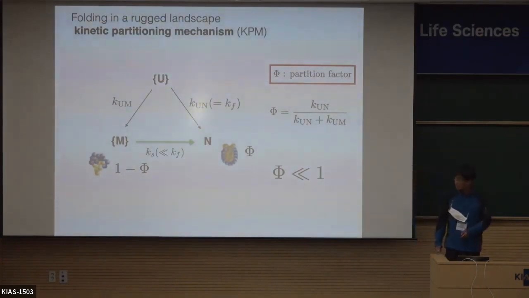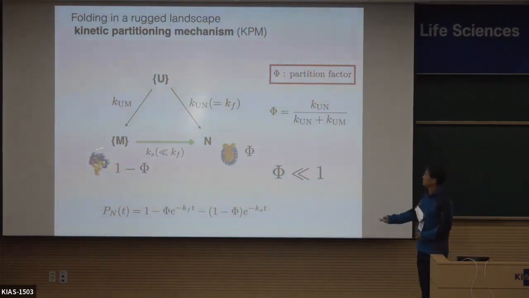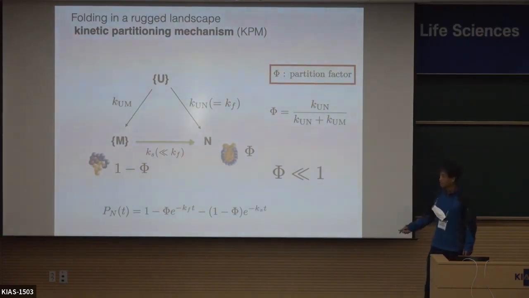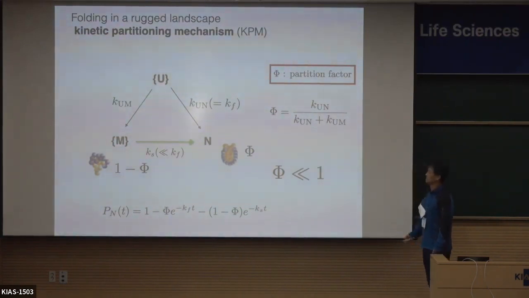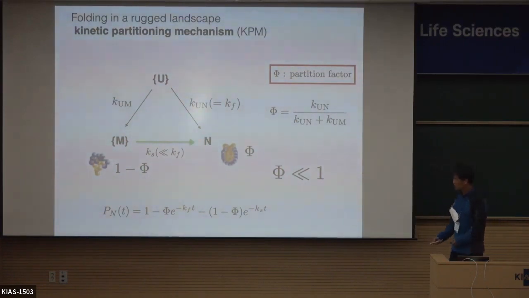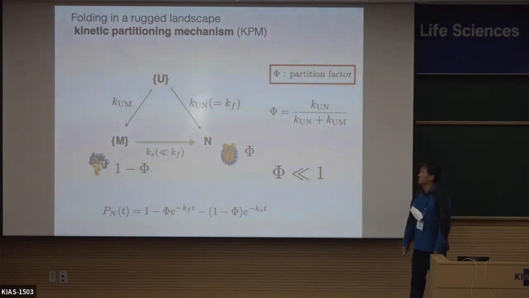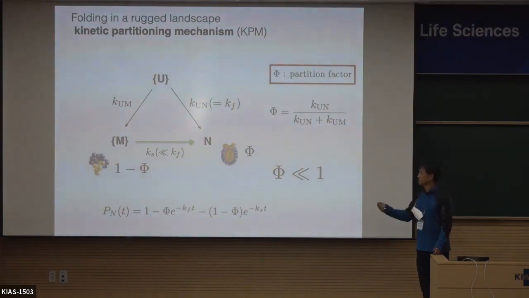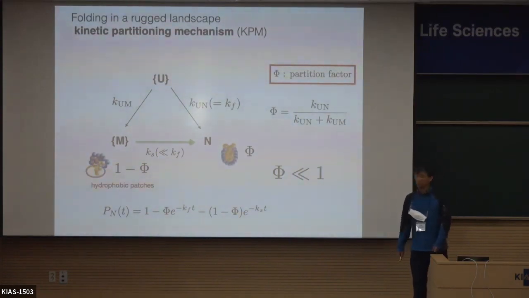So this is a kinetic expression for the entire folding. As long as k_S is not too small, you can discover the native state, and the kinetic rate to the native state can be described by a single kinetic rate. However, when k_S is very, very small, then on a biologically relevant timescale, you can only see a fraction of the population folded into the native state. So we have a problem with these hydrophobic patches.